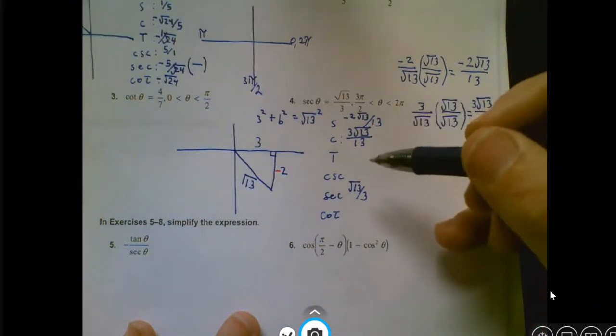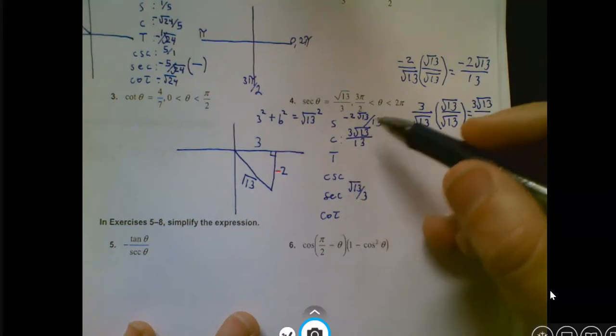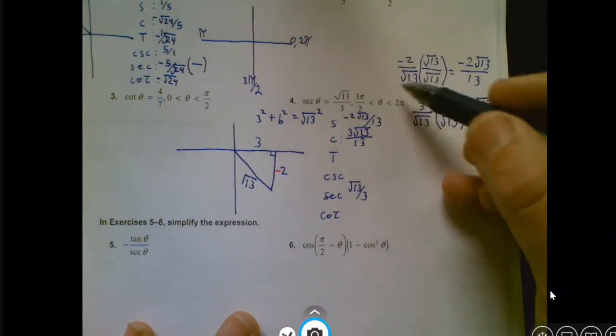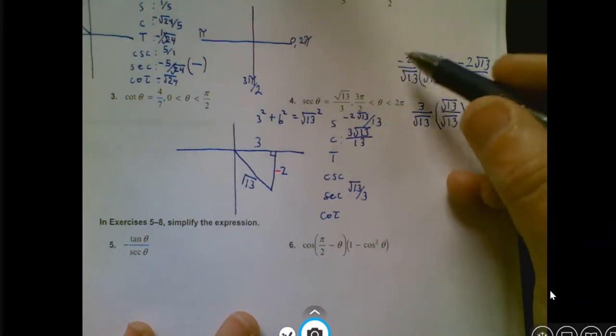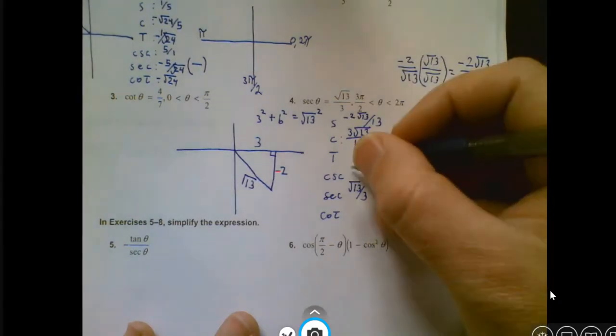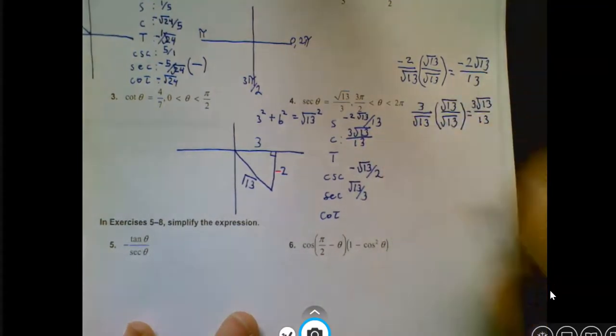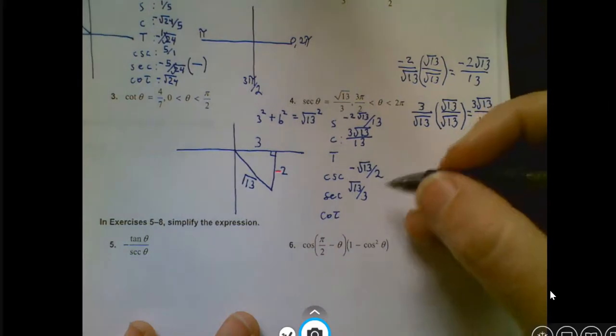Again, if I flip this upside down, I get my cosecant value. And I don't want to do that from here, I want to do that from here. Right? So cosecant, if I flip this upside down, is simply rad 13 over negative 2. So it can look like this.